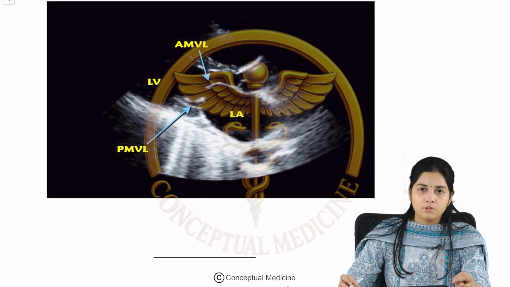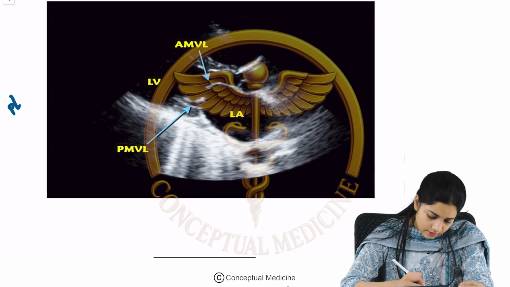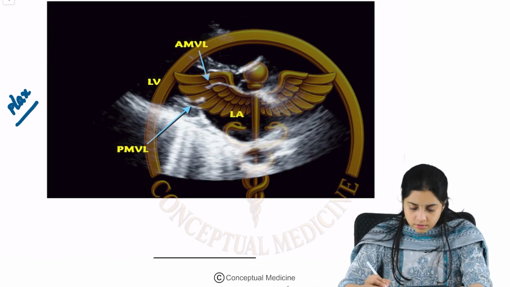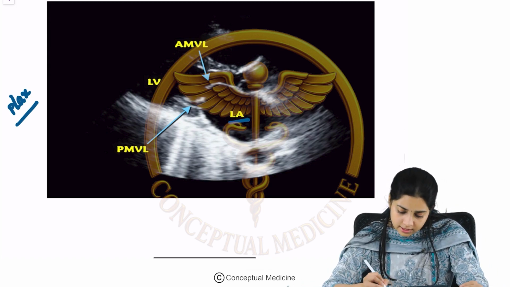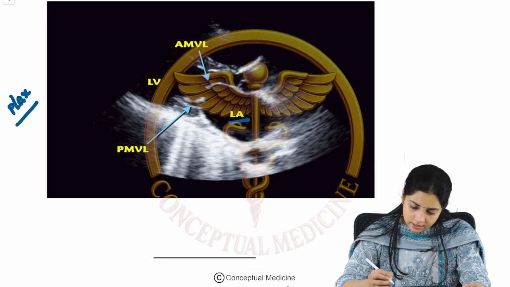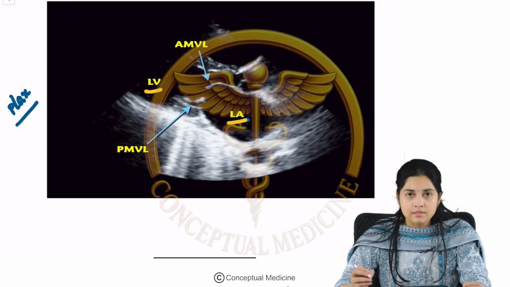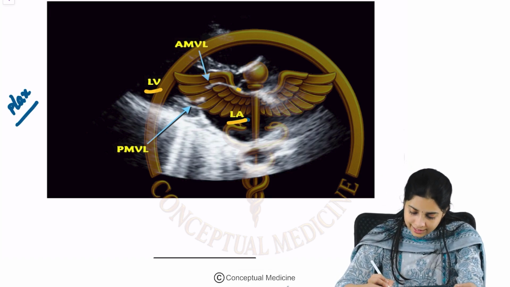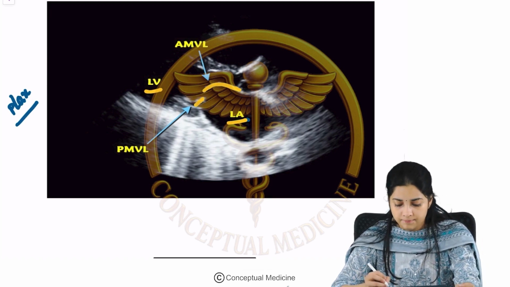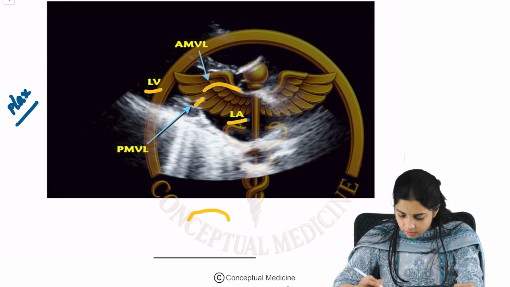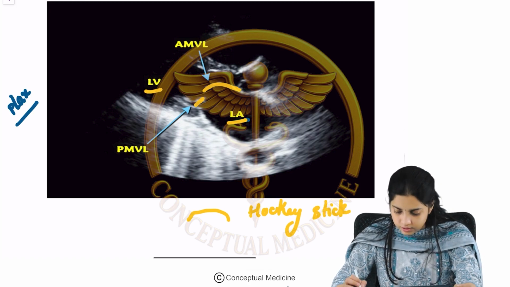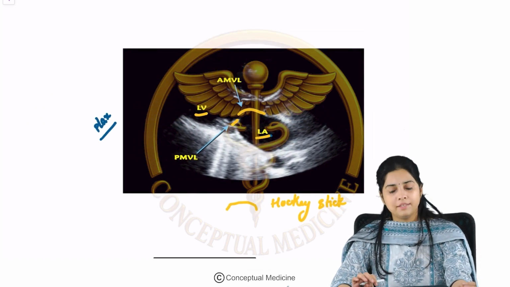So this is your echo picture. What view is this? This is your parasternal long axis view, or your PLAX view. You don't have to remember the views, all you have to see is that it is labeled. This is your LA, LV, and this valve between the LA and LV is your mitral valve. Now can you see the valve is like this? This is your hockey stick appearance of mitral stenosis.